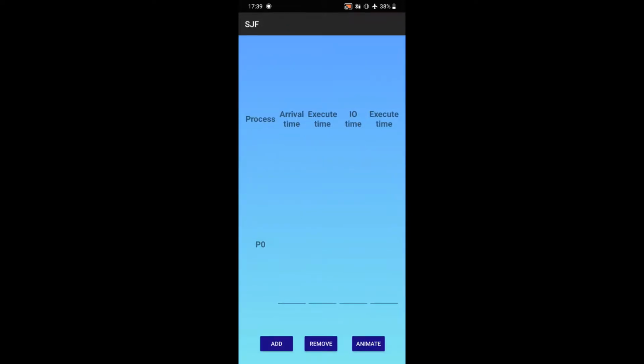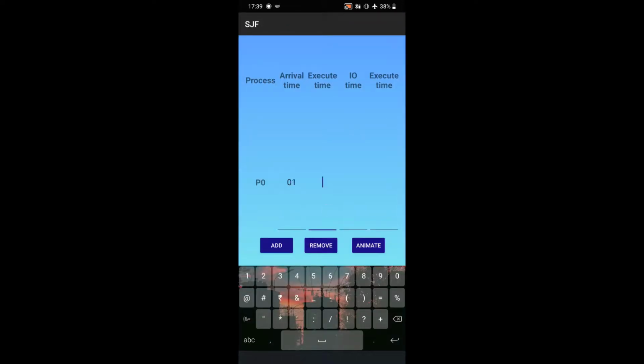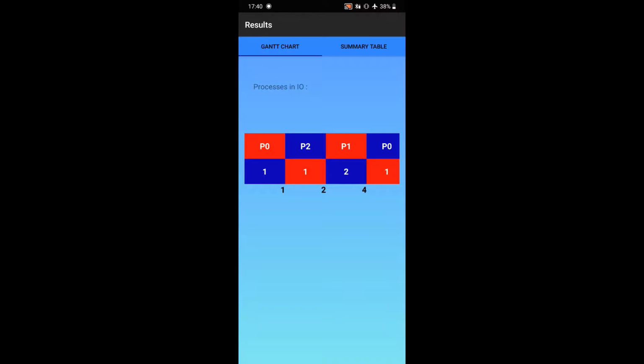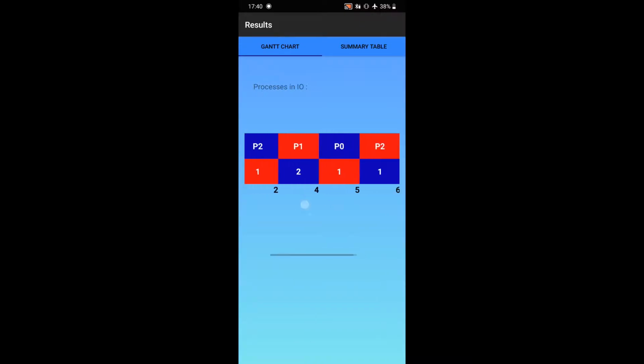Taking the SJF example. You can see after P0, P2 was the smallest job, so it came first. But between 2 and 5, it was in IO, and hence was completed after 5.